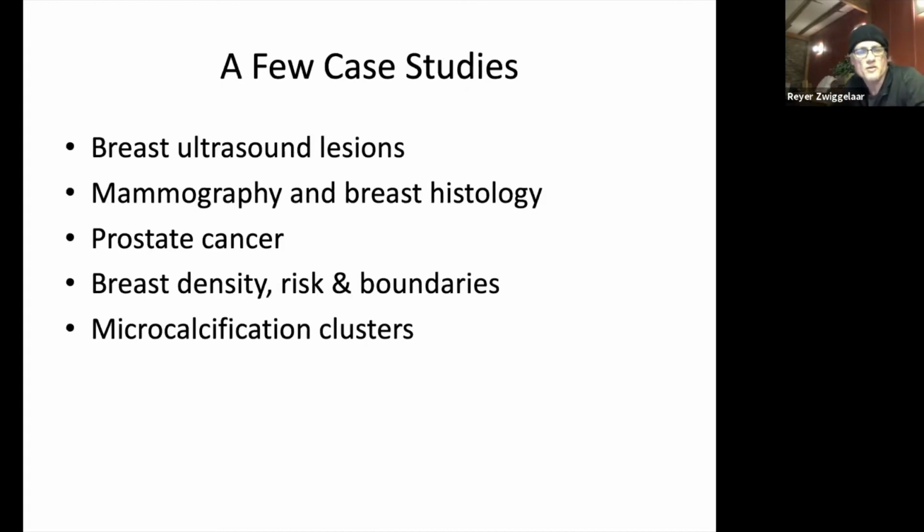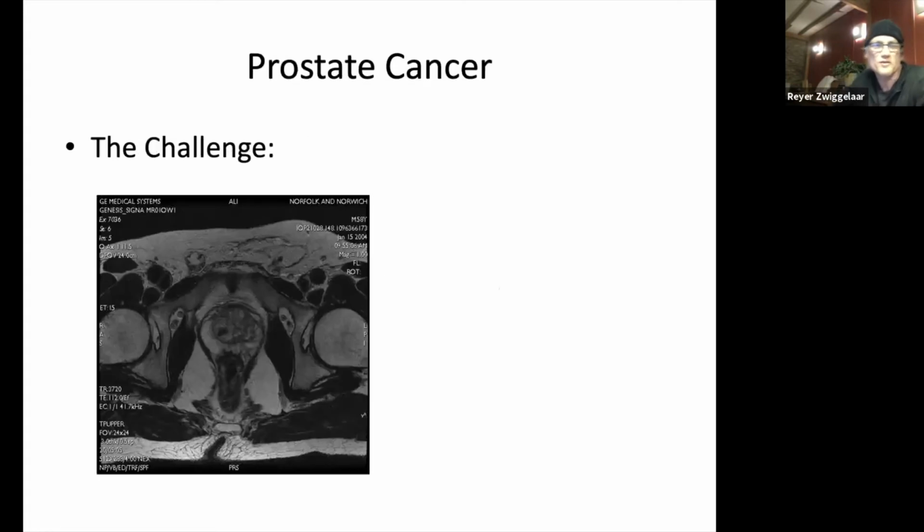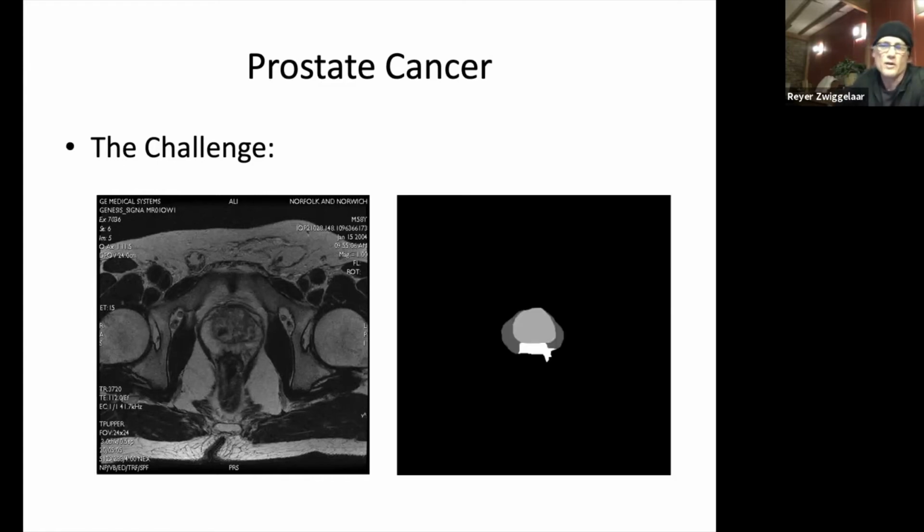Our next case study is balancing the gender a bit, because I will be looking at prostate cancer, and so that's the other half of the population. So the challenge: we're looking at images like this, and this is a different modality. We're talking about MRI data here, across the pelvis, and you've got different slices that make up a 3D volume. And what we're looking for in this case is a segmentation like this.